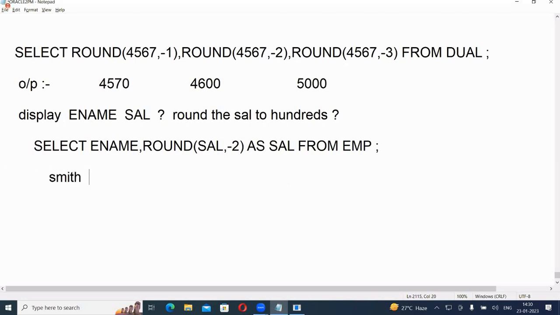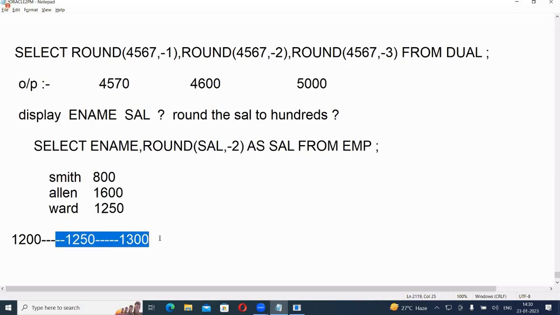Employee Smith, his salary is 800, then 800 is 800 only. The next one is Allen, salary 1600, 1600 only. Next one, Ward, actual salary is 1250. But 1250 is between what? Minus 2 means it is between 1200 and 1300. What is the average? 1250. So equal or above average is rounded to the highest, 1300. So this is rounded to 1300.